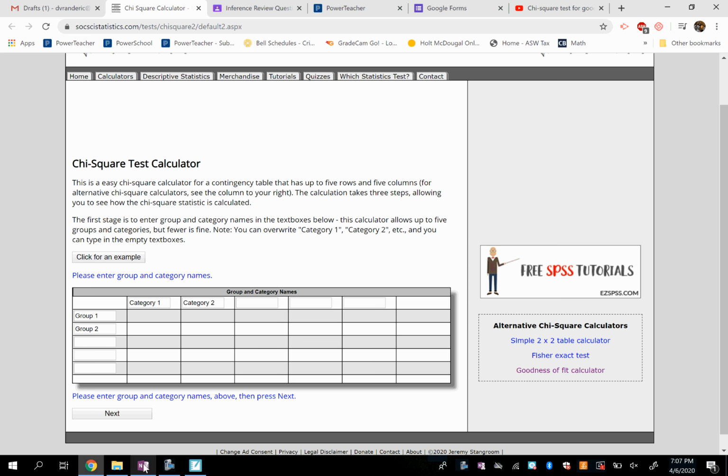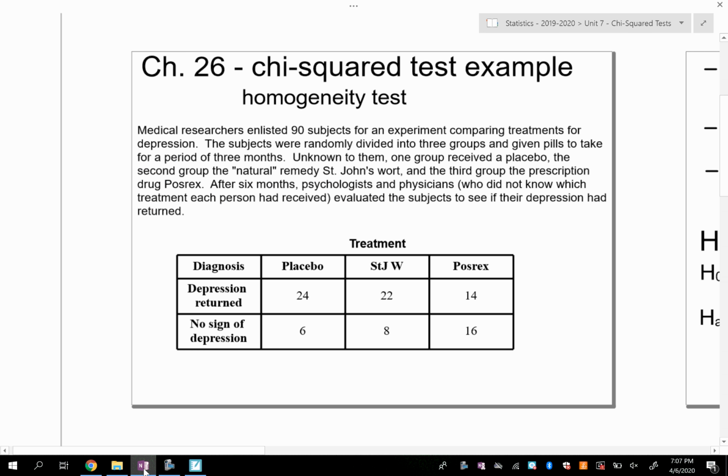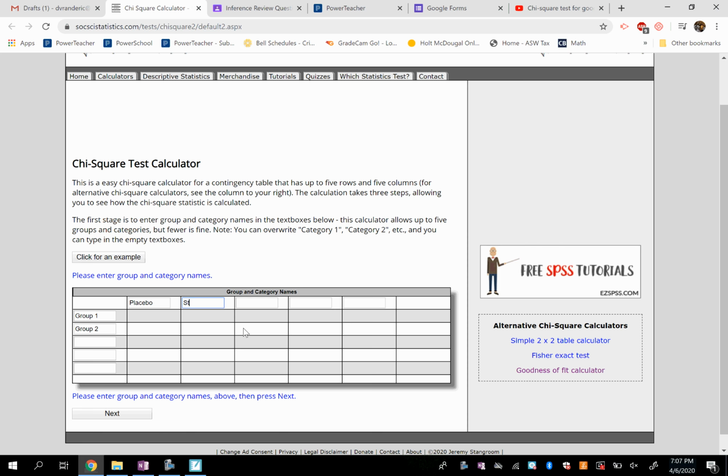and put in my categories. My categories: I have placebo. My category two for treatment was the St. John's wort. And category three is the Paxil. For group one and group two, this one is depression returned and no sign of depression, so I'm going to just say depression. And for this one, I'm going to say no depression. All right, and hit next.